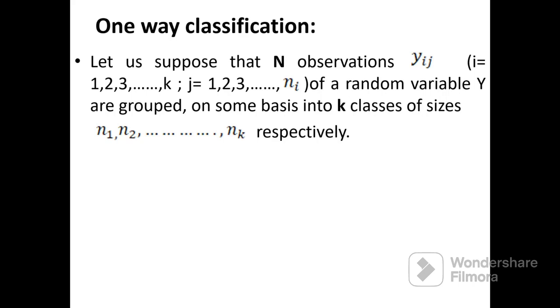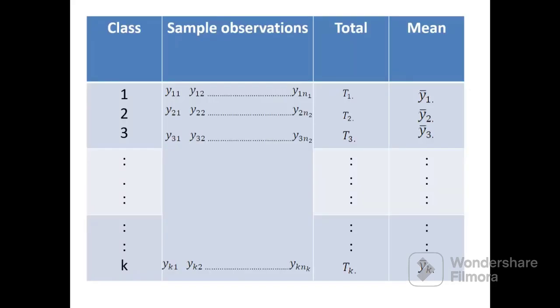That's why this slide says: let us suppose that N observations, y11, y12, y13 and so on, of a random variable Y are grouped on some basis, on some factor, into k classes of sizes, having some sample sizes. The first class will have sample size n1, the second class will have sample size n2, and so on, and the kth class will have sample size nk respectively. From this table also we can observe how the one-way classification has been done.